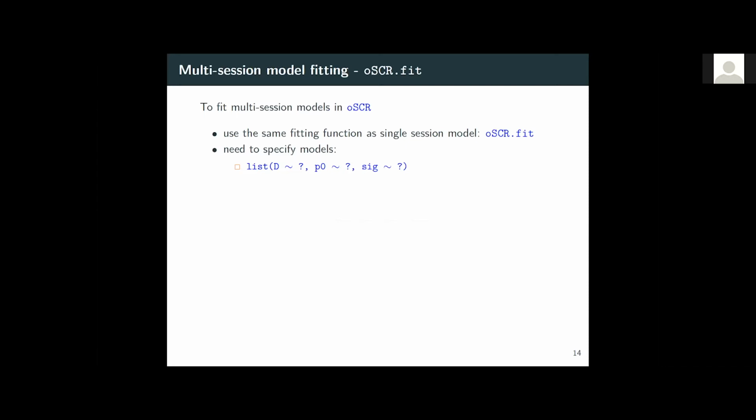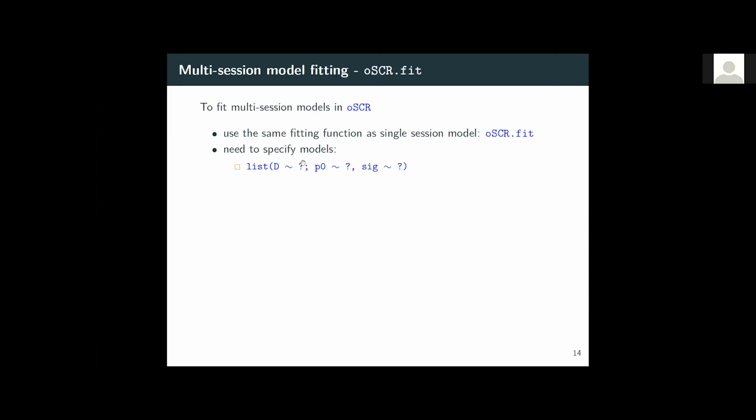Okay, so the workflow was create this oSCR frame, create the state space object, and now we can go ahead and start fitting models. These 3 lines of code get us to the point of spatial capture-recapture analysis. So to fit multi-session models, it's exactly the same as it was. We use the fitting function, oSCR.fit. We still need to specify the models, but now what models are available to us?